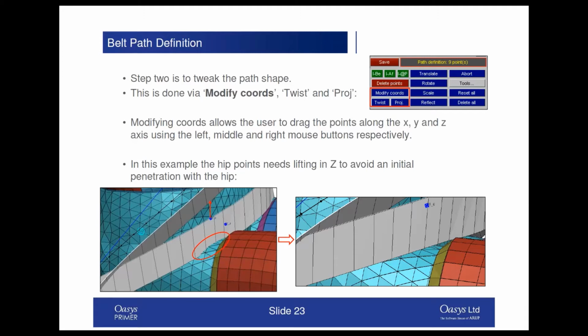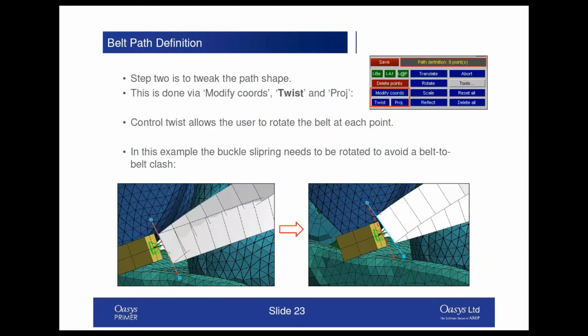And the easiest way to do this would be to modify our points such that they're higher in the Z-axis. So we could select a different point, or we can right-click once we're in the Modify Coordinates mode. We can right-click one of those points on the screen and just drag up in Z. And that's what we've got on the right-hand side there, so we now have a no-clash condition.